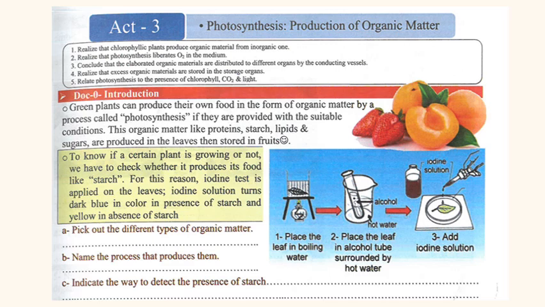Pick out the different types of organic matter we have from the text: proteins, starch, lipids, and sugars. Name the process that produces them. It's called photosynthesis. Indicate the way to detect the presence of starch. We have to indicate it, we don't justify. We say through applying iodine test.